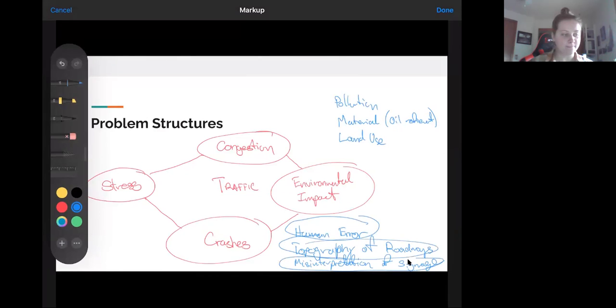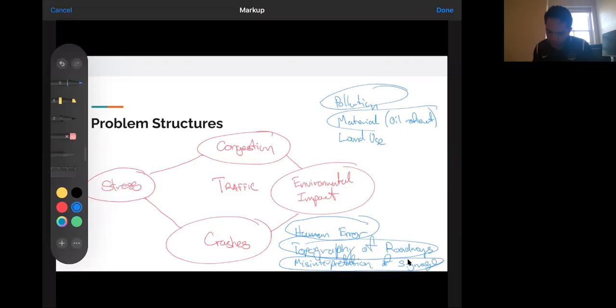be what contributes to crashes and what contributes to environmental impact, we've now developed a hierarchy to say, if we can figure out how to solve pollution, how to figure out material oil refinement, if we can figure out how to subvert land use, we can then diminish environmental impact so that way our traffic can be minimized, the problem of traffic can be minimized.